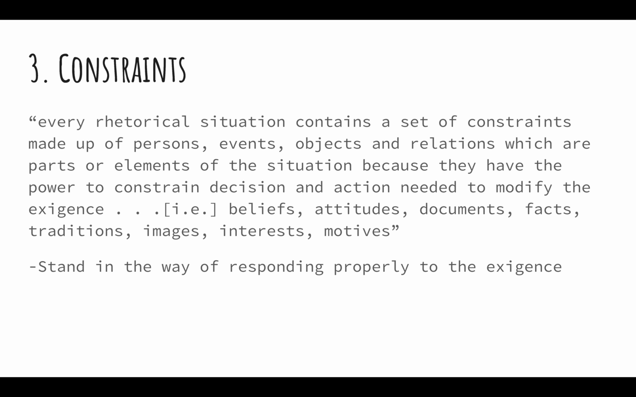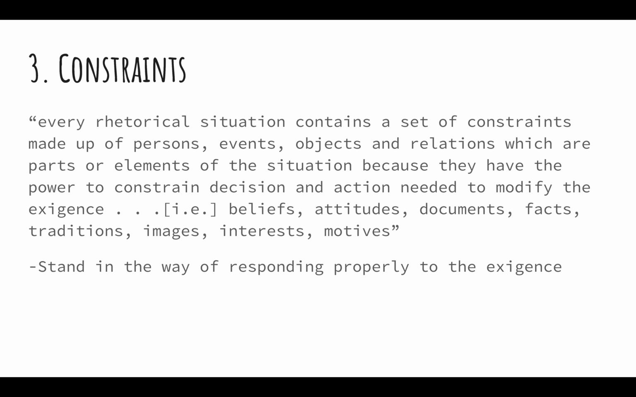And last are constraints. Constraints are basically just things that stand in the way of an audience responding properly to the exigence. In other words, things that keep people from eliminating the exigence. Bitzer says, every rhetorical situation contains a set of constraints made up of persons, events, objects, and relations which are parts or elements of the situation because they have the power to constrain decision and action needed to modify the exigence. An example: beliefs, attitudes, documents, facts, traditions, images, interests, and motives.